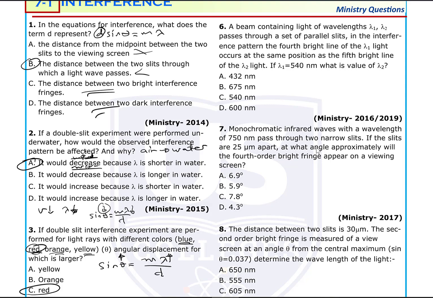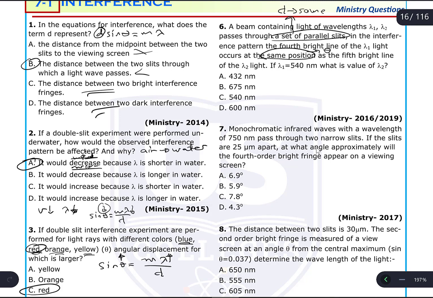First, both lights pass through the same set of parallel slits. What does it mean? d is the same for both colors, and they also have the same position. What does it mean? The thetas are the same. If the thetas are the same, d times sine theta is the same for both colors. If d times sine theta is the same, m times lambda on the other side of the equation must also be the same for both colors.